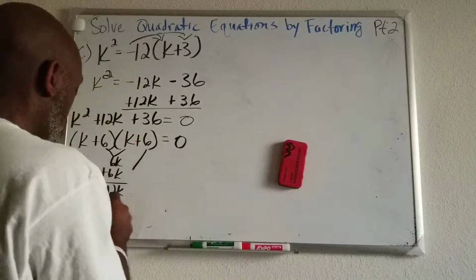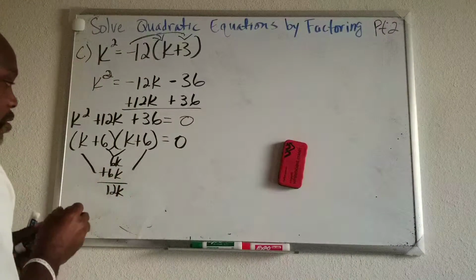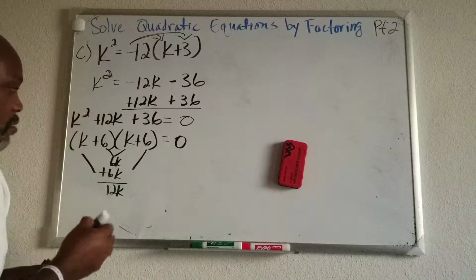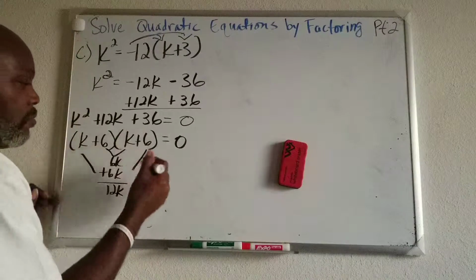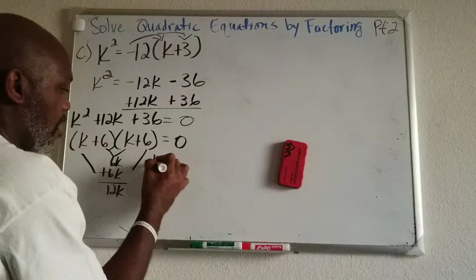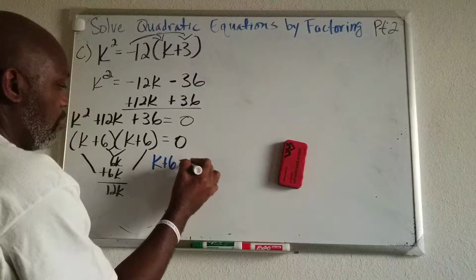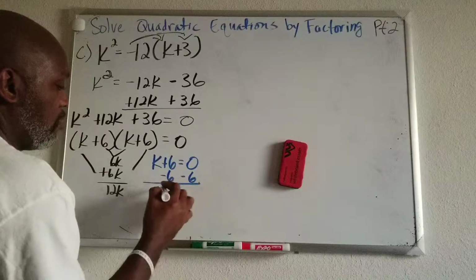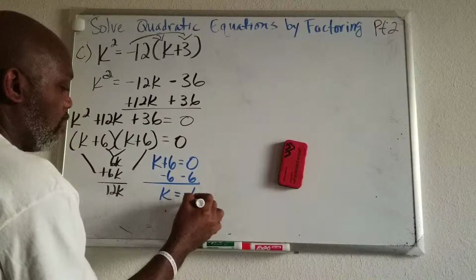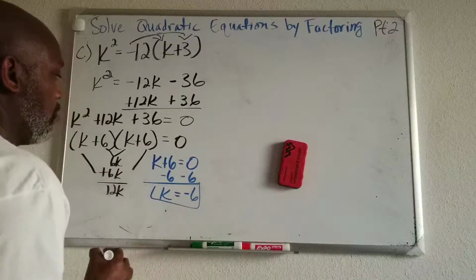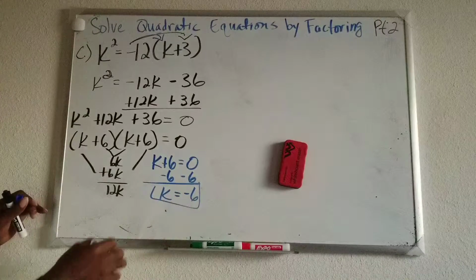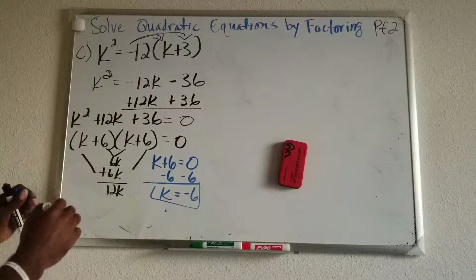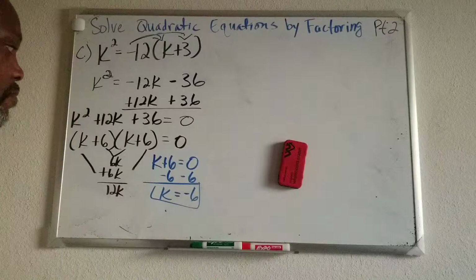Okay, so on this side I only have to write one of them. And the reason why I only have to write one of them is because they're the same. So we got k plus 6 equals 0. Subtract 6 from both sides. End up with k equals -6. So -6 is the only answer that will work for this problem to equal 0. All right?